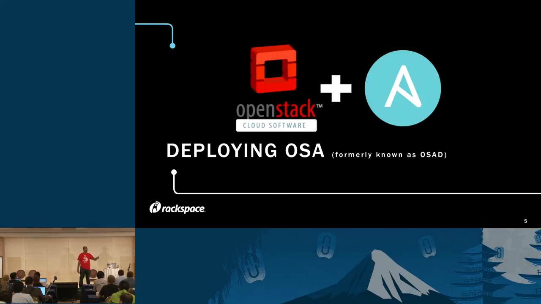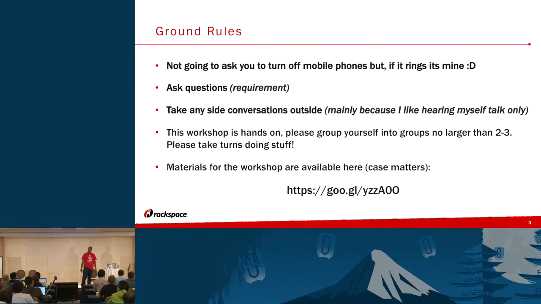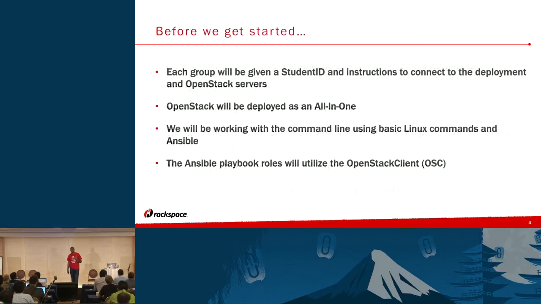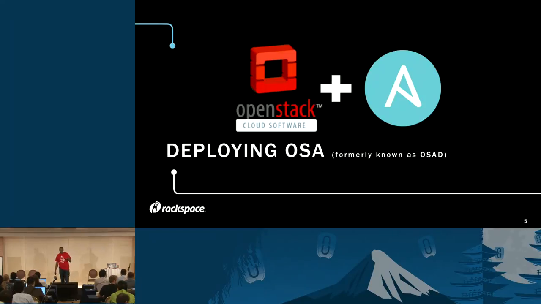So if we're going to start, yes. Yes, that is lowercase YZZ, capital A, 0, and then the capital letter O. Don't blame me for that. That's Google's fault. I have nothing to do with that.